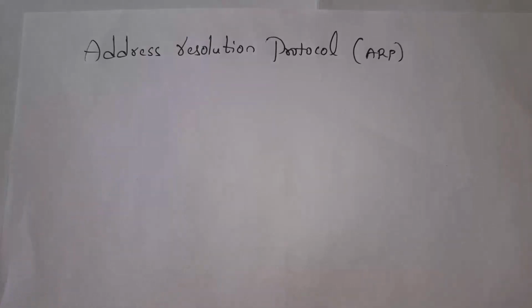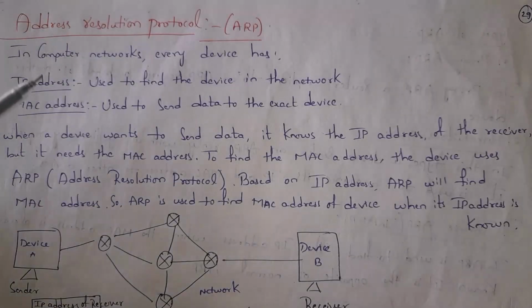Let's get started. Guys, in computer networks, each and every device has two types of addresses. One is IP address, and the next one is MAC address. By using IP address, one device will find the other device in the network, whereas by using MAC address, data will be transferred to the exact device.